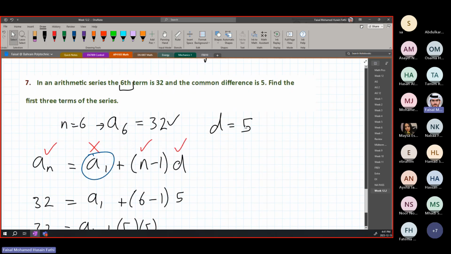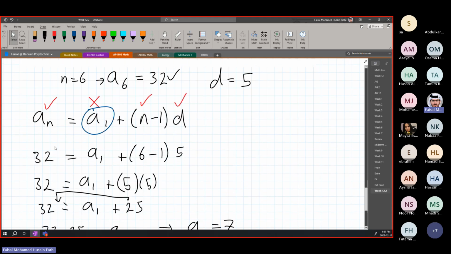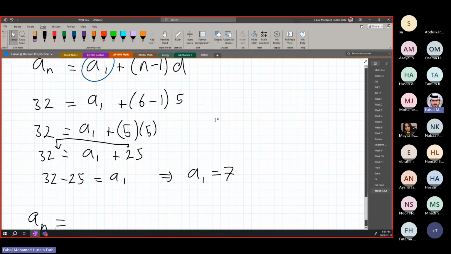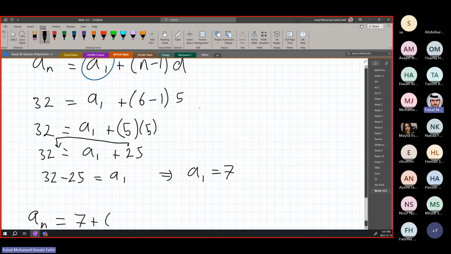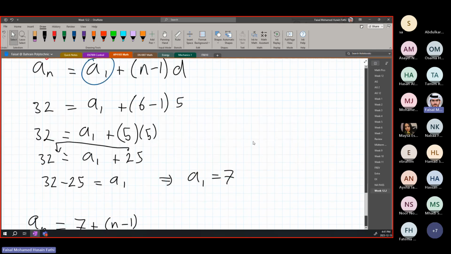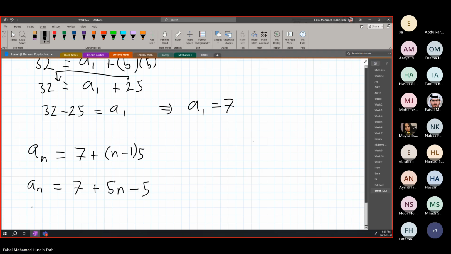Find the first three terms of the series. We found our A1. Now we can find our AN equation using the exact same equation. AN is equal to A1 plus N minus 1 times the common difference. So what's our A1? 7. We plus N minus 1 times the common difference, which is 5. AN is equal to 7 plus 5N minus 5. AN is equal to 5N plus 2, and this is our AN equation.